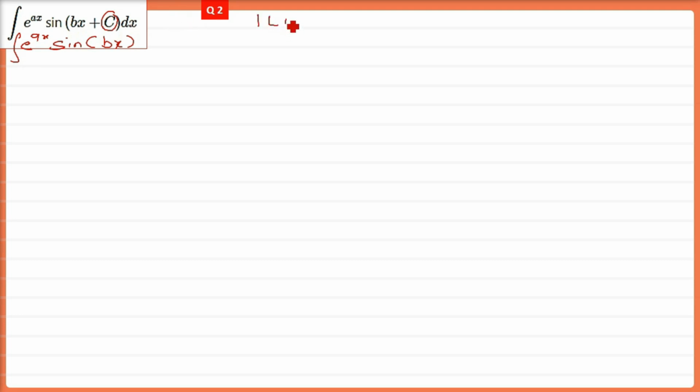If you take ILATE, you know that this is inverse, log, and then algebraic, trigonometric, and exponential. So trigonometry will come first, the function will be first, and then exponential will be second. So we'll take this trigonometric as the first function, e raise ax as the second function. Now applying the formula of u into v, that is two functions multiplied, how to do the integration of that thing. You already know the formula like this.